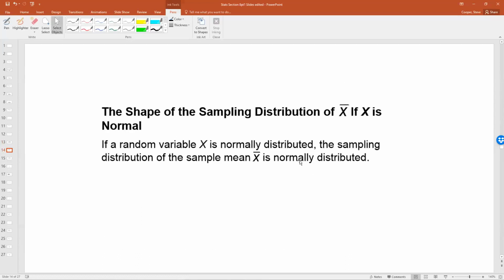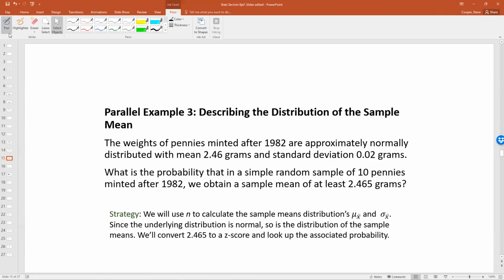Let's talk a little bit about the shape. If I create a distribution of sample means, and the underlying distribution, such as body temperature or penny weights, is normal, then so too will be the distribution of x bar. So the shape of x bar, if x is normal, is also normally distributed. Okay, x is normally distributed, x bar sample means are normally distributed. Hopefully that's not too surprising.